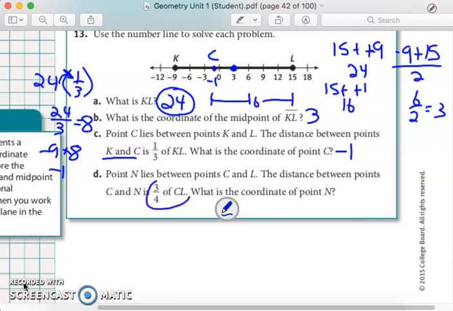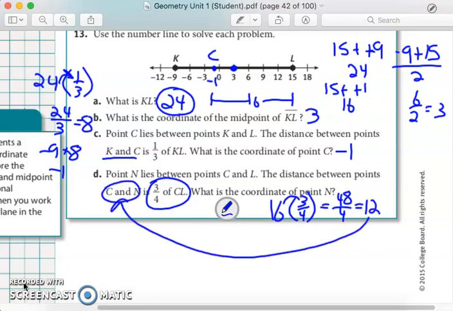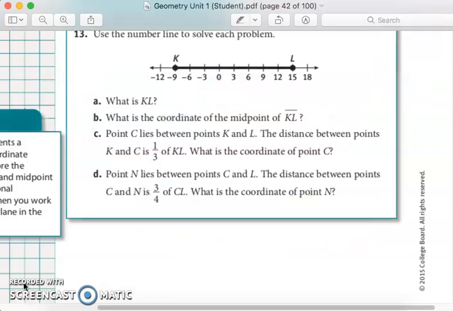But we want to be 3/4 of CL. So take 3/4 of 16. So 16 times 3/4. All right, so you can do 16 times 3. That would give you 48/4, which divides to 12. So that's the distance between C and N. C and N is 12 away. So if C is at -1, we just have to add on 12. So -1 plus 12 equals 11. So that's the point that you would be at to have point N. So point N would be right there at 11. Okay, so those last two are a little bit challenging. That's all right. Hopefully you're able to get them, and we can go ahead and move on. If you have questions, let me know.